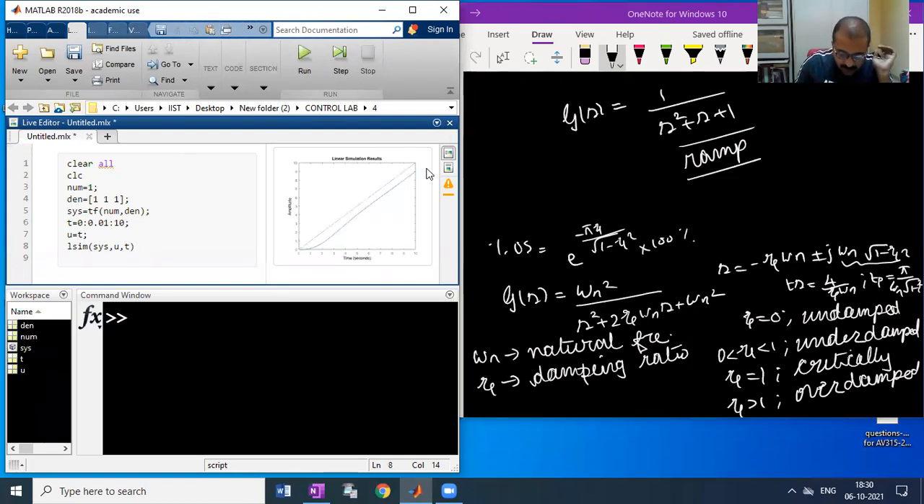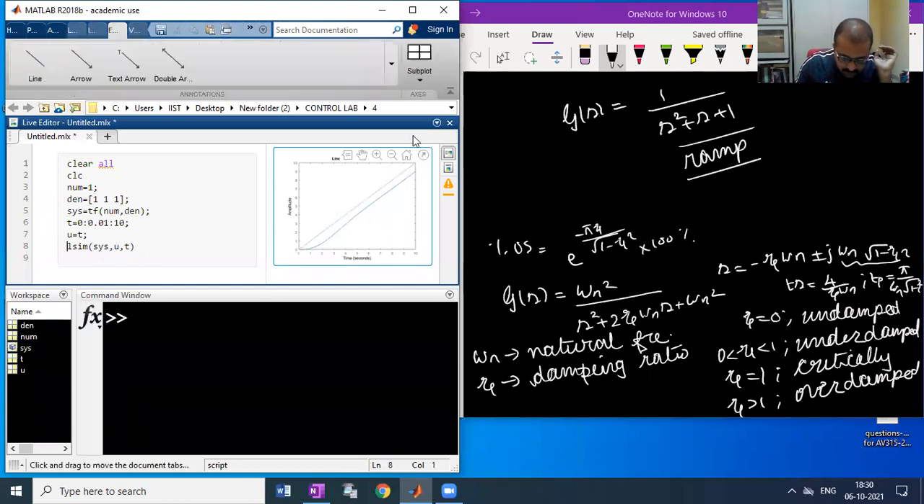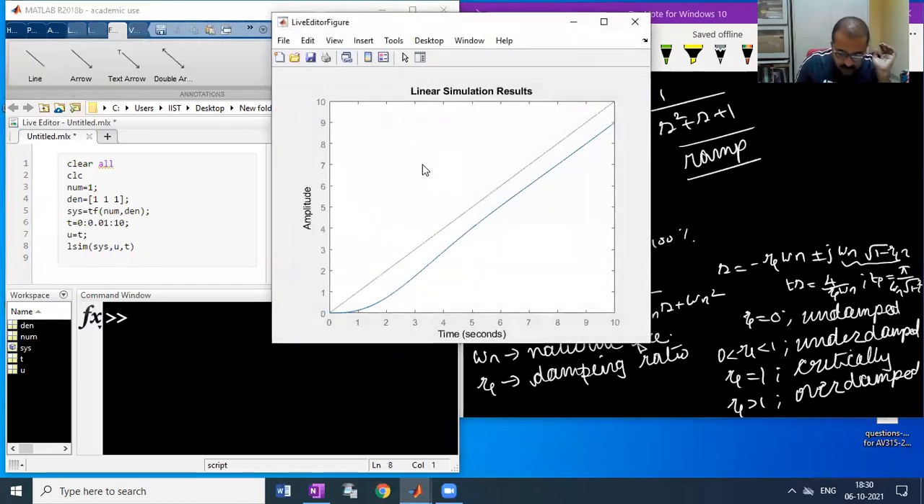So in this way, you will be able to find the response to any input. Okay, what is the green color here? Green color is the unit ramp. What is the blue color here? Blue color is the corresponding unit ramp response.